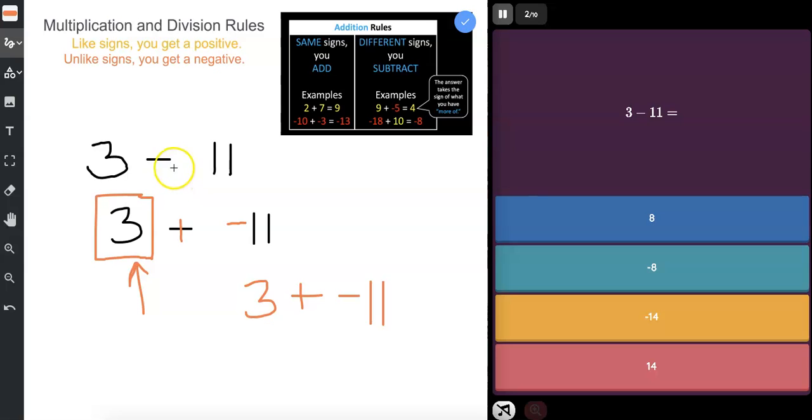I was supposed to teach you that subtracting 11 is the same as adding a negative 11. Now that this problem has an addition sign in the middle, we apply our addition rules. 3 plus a negative 11. Well, those signs are different, so we would subtract. 11 minus 3 is 8, and we have more negatives than positives. With the addition rules, that's when you think about what you have more of. So the answer is negative 8.